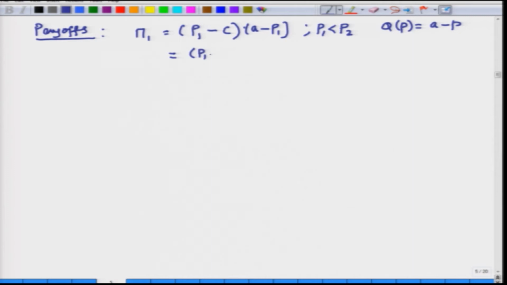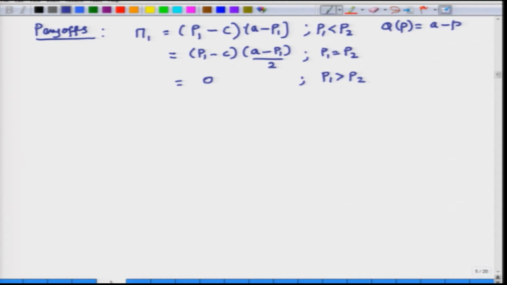If both firms charge the same price, which is when P1 is equal to P2, they split the market. So, firm 1's profit is P1 minus C times A minus P1 divided by 2. And when P1 is greater than P2, which is firm 1 charges a price larger than the price charged by firm 2, then as per our model all consumers go to firm 2. So, firm 1 sells 0 units, and the profit is going to be 0 if P1 is greater than P2.